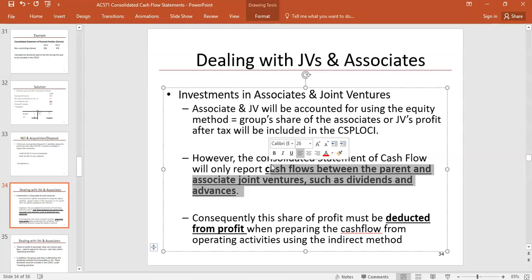Am I buying a new share, which would be a cash outflow? Am I getting dividends in from an associate or JV, which would be a cash inflow? Or am I selling my associate or JV, which would be a cash inflow as well? So it's just trying to think about these things that you know already. You know how the equity method works. You know how an individual statement of cash flow works. So it's just applying your knowledge in a slightly different way.